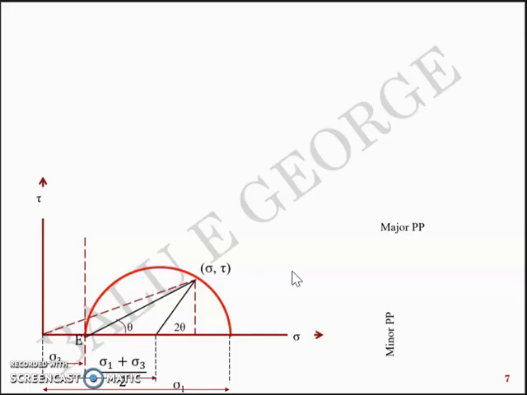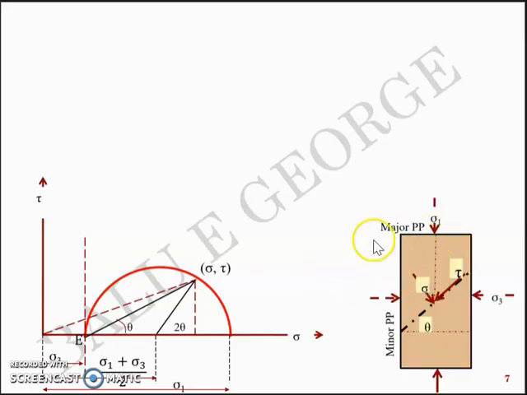A few points are marked here. You have the major principal plane here and the minor principal plane here. The same thing. Sigma 1 is here, sigma 3 is here, theta, the angle, is here, tau and sigma are on the inclined plane. And when you take a look at this example, this figure, you can see that (sigma 1 plus sigma 3)/2 is the distance of the center from the origin, and (sigma 1 minus sigma 3)/2 is the radius of the circle.